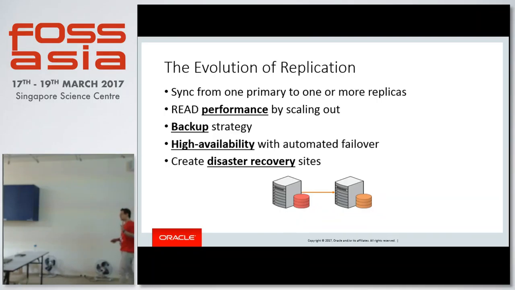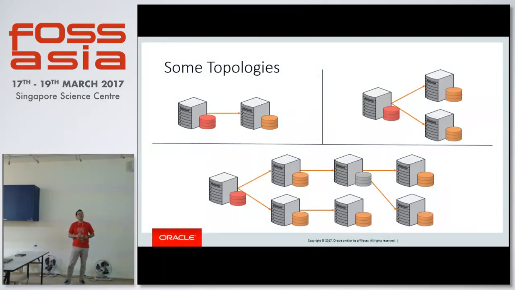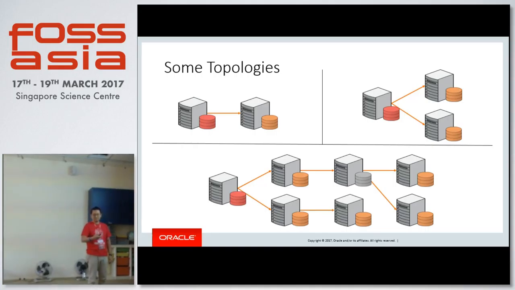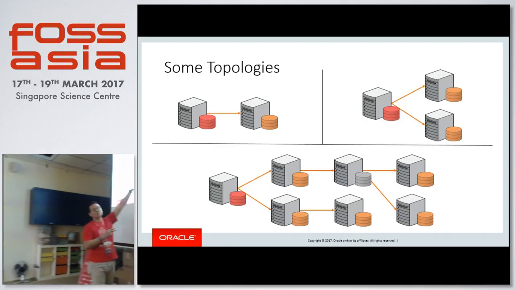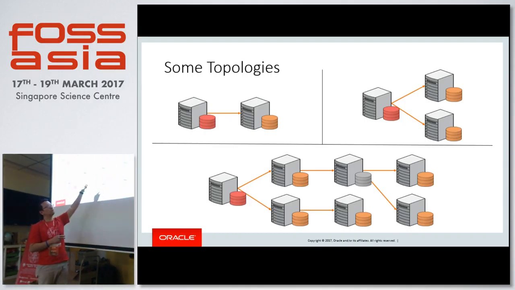All right. So now let's take a look at some topologies. What are the possible topologies that you can set up using MySQL replication? First is of course, at the top, master and slave. So you only have one slave, right? Now you can also extend it to become two slaves. So that means you can redirect all the selects into two slaves.